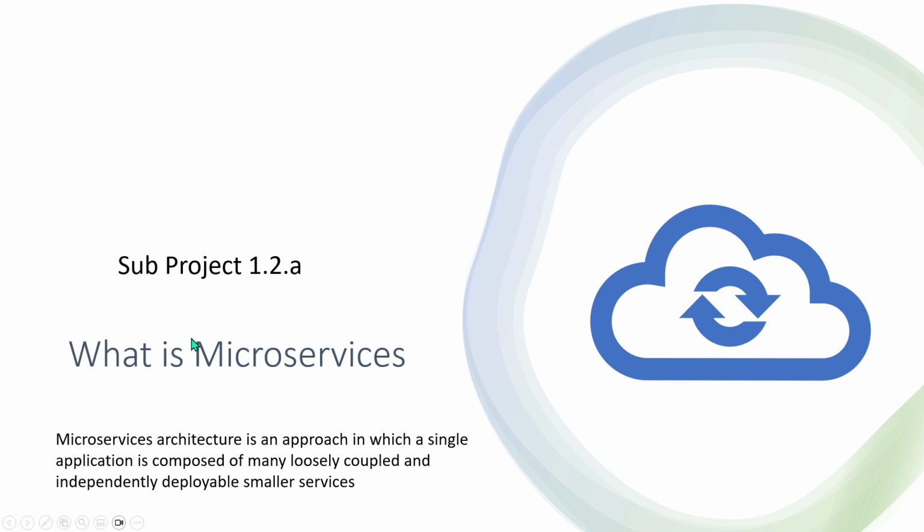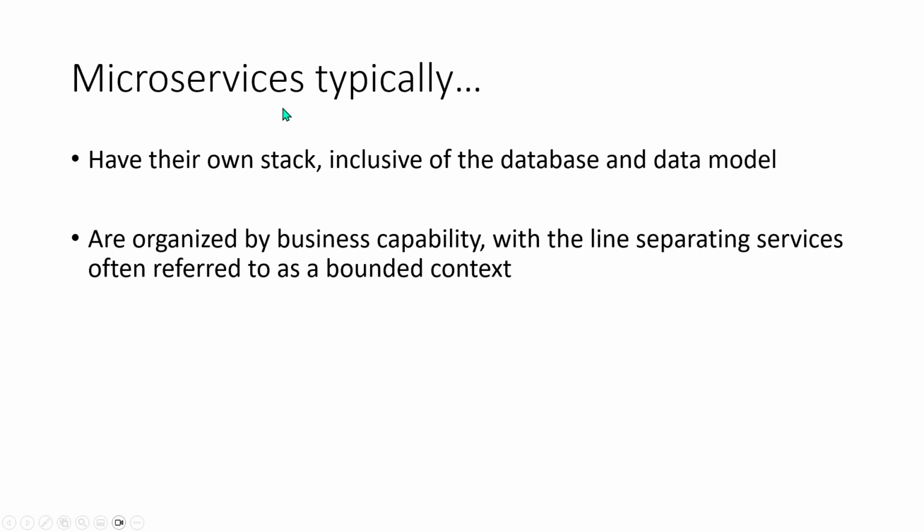That's where microservices offer a remedy for the slowness by dividing it into multiple loosely coupled applications, which also have a communication mechanism, which we will talk about on the next slide. The next slide says microservices typically have their own stack, inclusive of a database and data model, organized by business capability, with the line separating services often referred to as a bounded context. Let's just understand about microservices. So this is what microservices is.